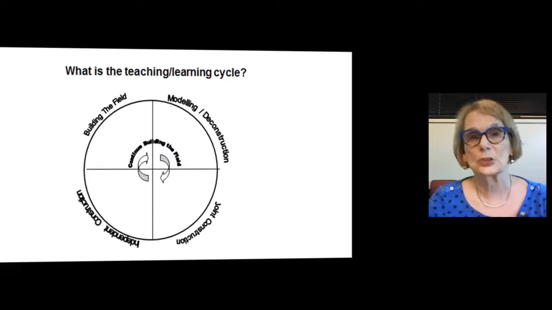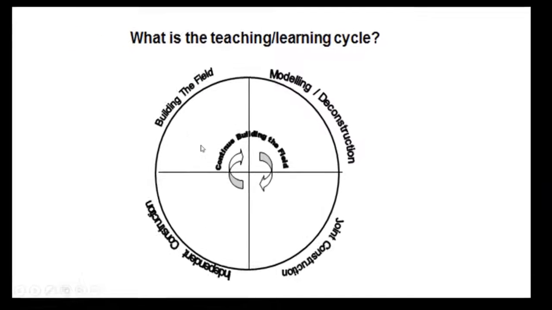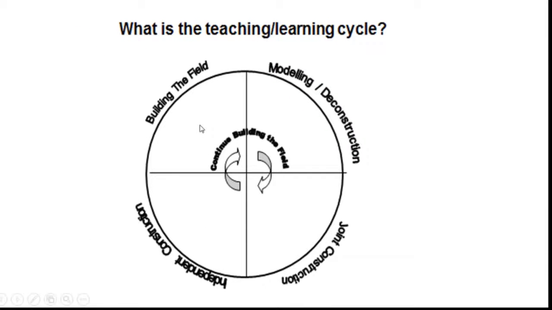So, what's the teaching learning cycle? We start with building the field, which is just another word for the introduction. Then modelling or deconstructing the kind of text type that you're talking about. And then we do a joint construction. You show the students how to do it by doing it together with them, and then they go on to independent construction.